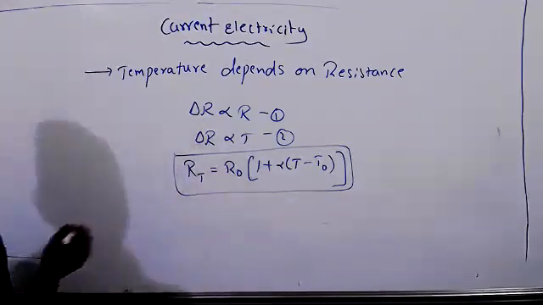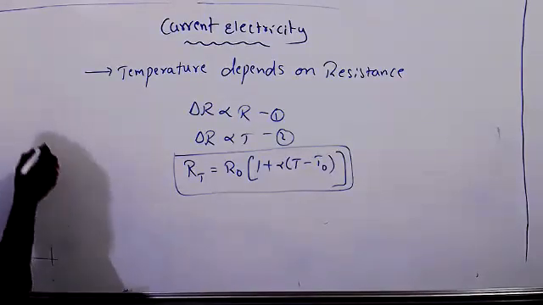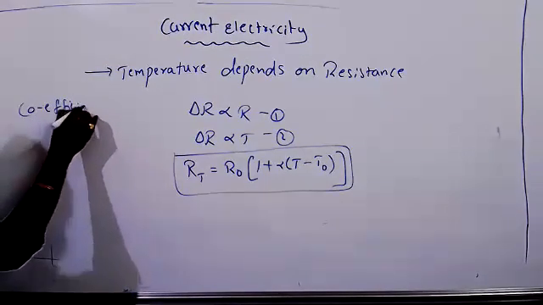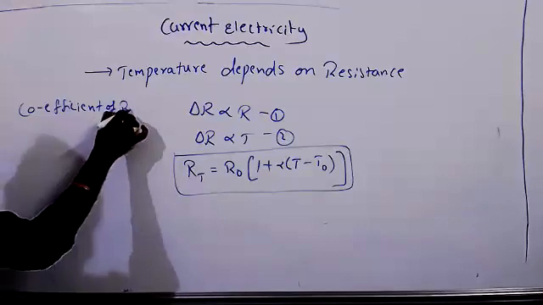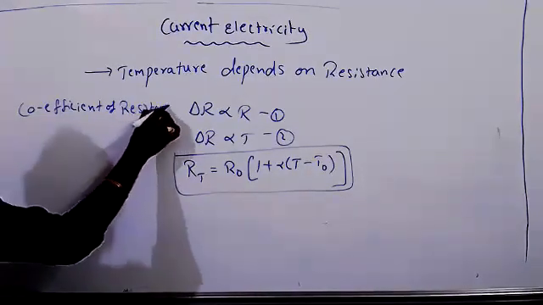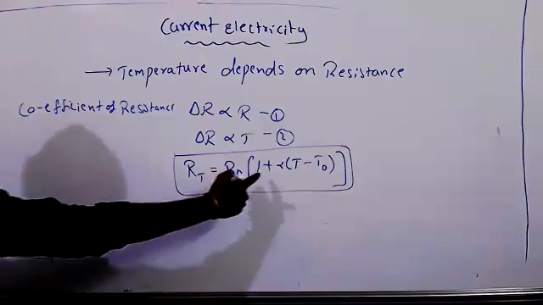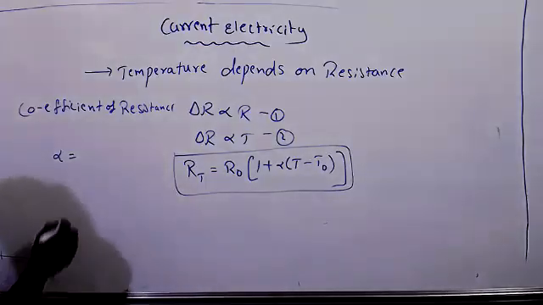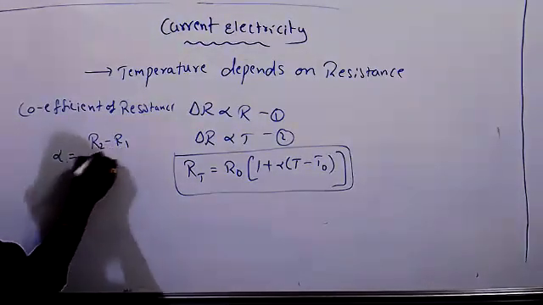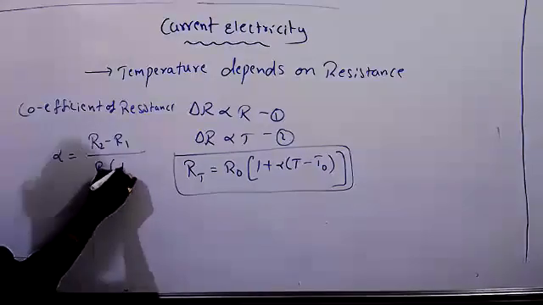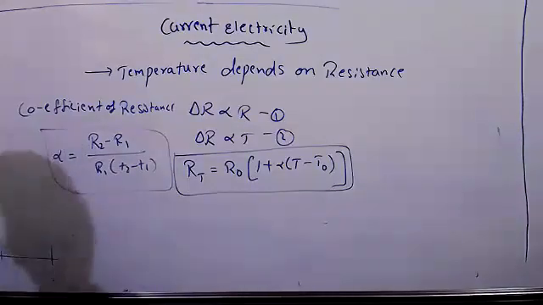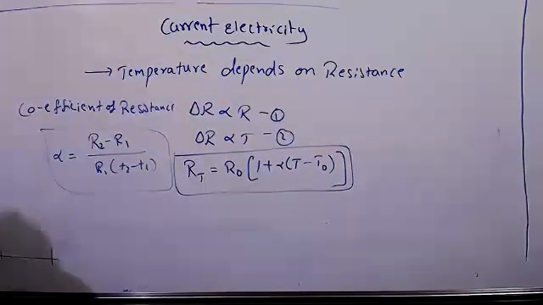From this they can ask you the coefficient of resistance, or the temperature coefficient of resistance. Alpha equal to R2 minus R1 by R1 into T2 minus T1. This is the coefficient of resistance when the temperature changes.